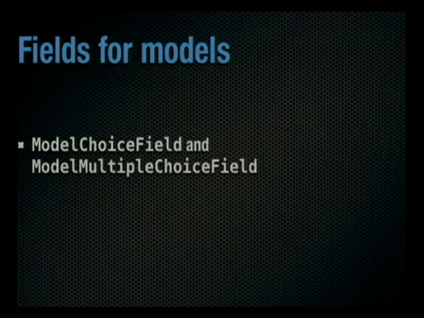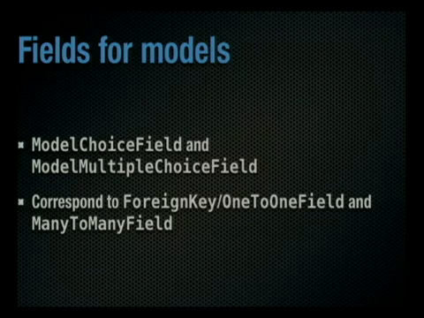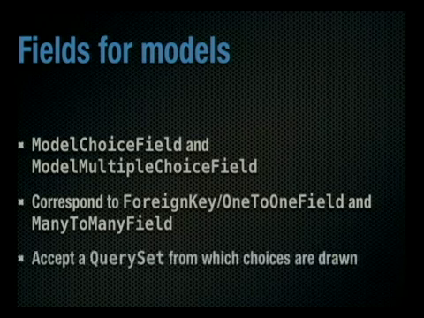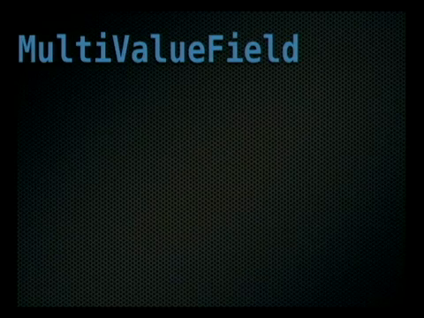There are two special field types that correspond to models. Model choice field, model multiple choice field. Model choice field is how you get basically a foreign key. Let someone choose a single instance of a model. Model multiple choice field is what you'd use for a many-to-many field, where you need to choose multiple instances of a model. These are kind of special because choice fields all take a list of choices. These take a query set. They will return the actual object chosen from that field instead of any other Python type.